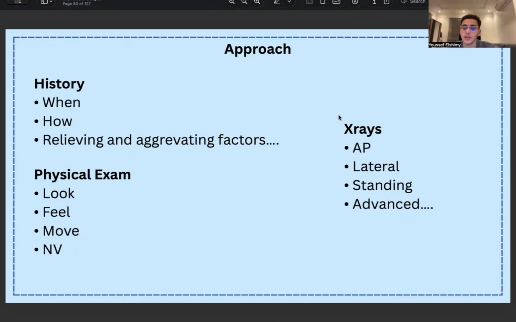Then we move on to X-rays, which includes taking X-rays from different points of view in order to get an idea about the underlying disease. So we take X-rays in the AP position, lateral, and sometimes we even take them standing, especially in the lower extremities, for example the hips, the knees, the foot. If you're suspecting joint narrowing in the knee, for example, you order a standing X-ray to see this joint narrowing. Then we have some advanced imaging like CT, MRI, as well as ultrasound.